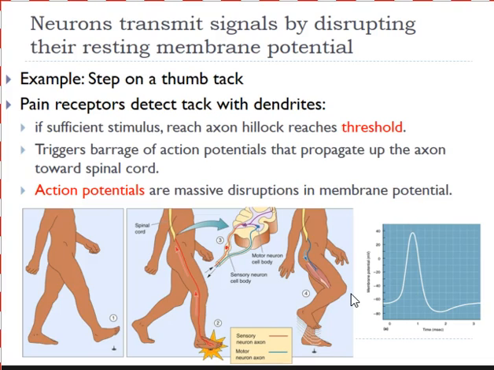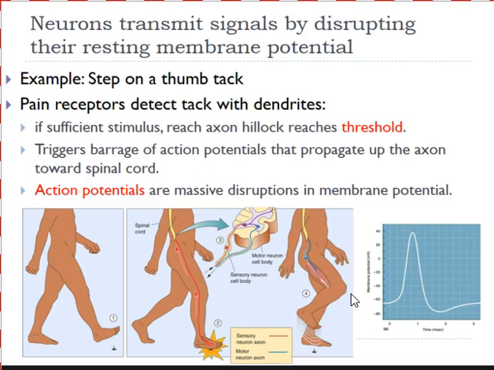These action potentials are massive disruptions in membrane potentials. So if you're recording from one spot on the axon, this is what you would see with one action potential going by. You would start at your nice negative resting membrane potential. So you can see in this graph, this is time on the x-axis. This is your membrane potential on the y. We're starting at about minus 65.